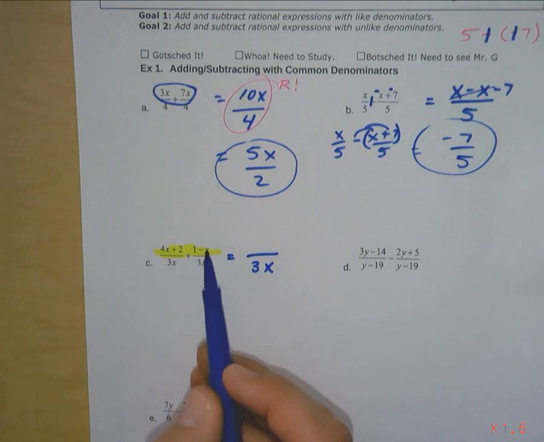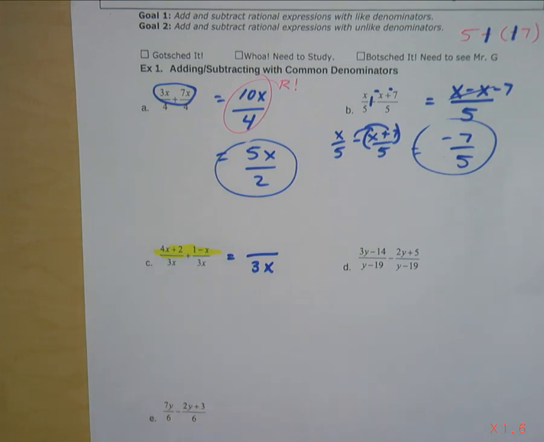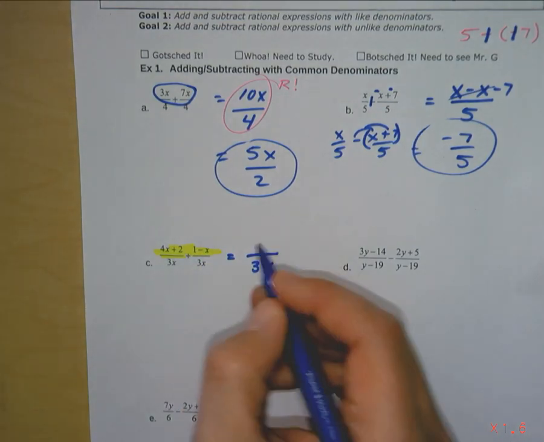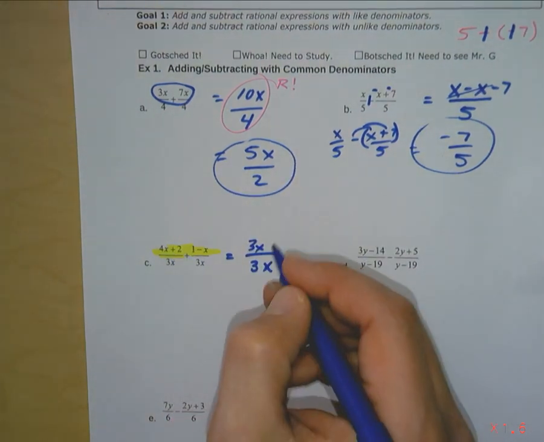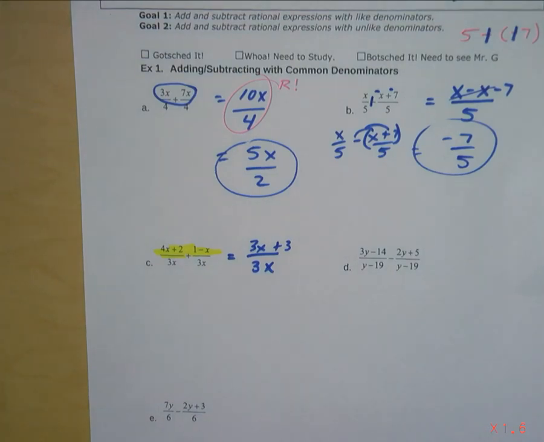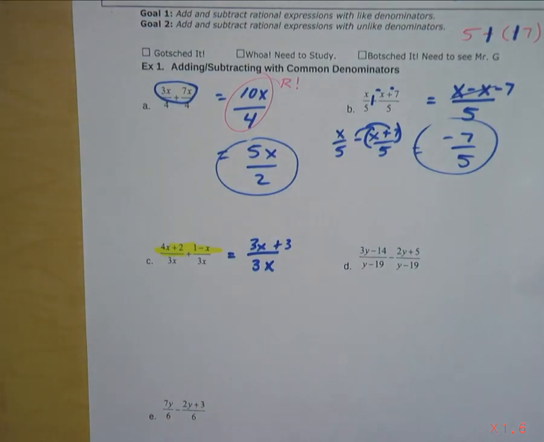Okay, so combine the x's. What's 4x minus x? How many x's do you guys got? 3x, okay. And then I have 2 plus 1. We know that's 3. Okay. So far, so good? Is there anything that I can do on top? Greg?